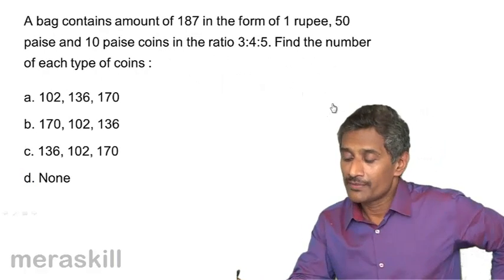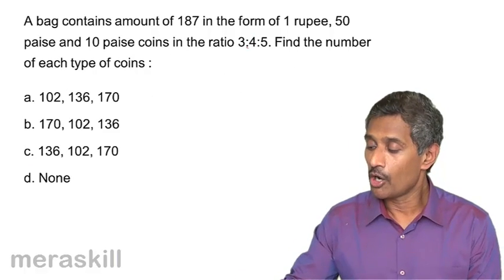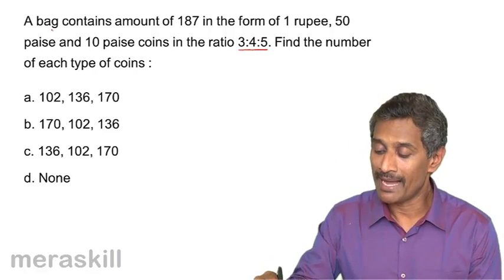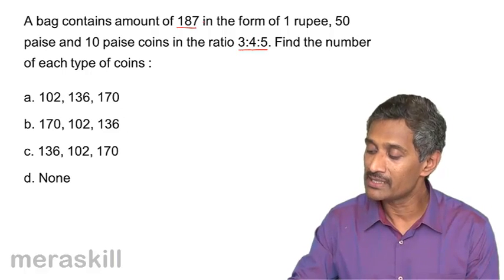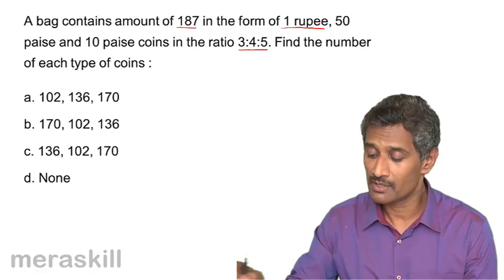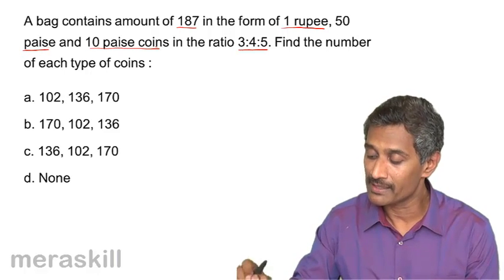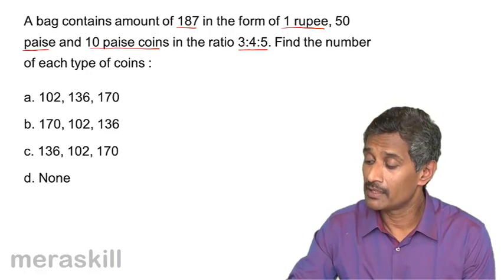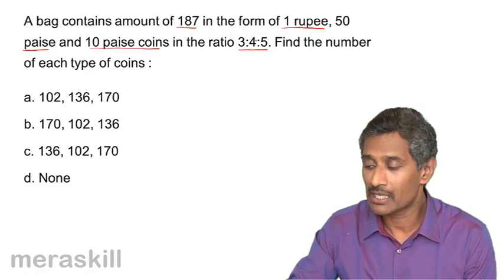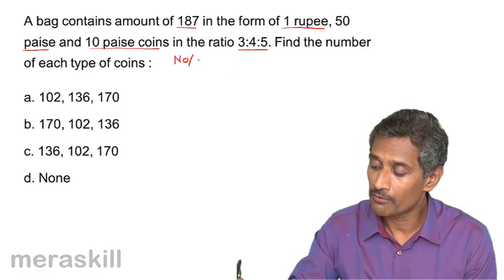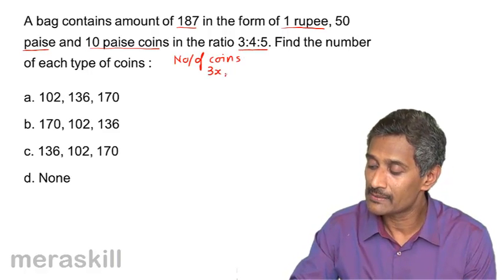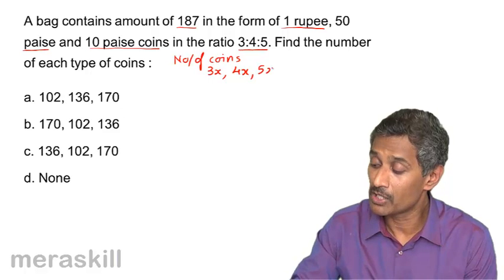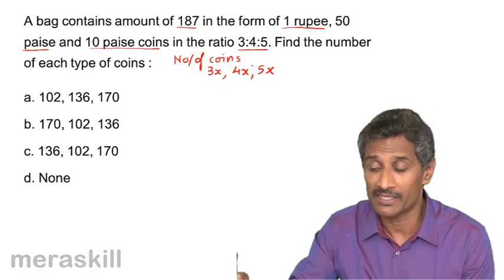Okay, now here we have a case of a continued ratio. A bag contains an amount of 187 in the form of 1 rupee notes, 50 paise coins and 10 paise coins in the ratio 3:4:5. In other words, the number of 1 rupee coins is 3 times, this is 4 times and this is 5 times. So you take the number of coins as 3x, 4x, 5x, because this is concerned with the sum of the actual numbers.